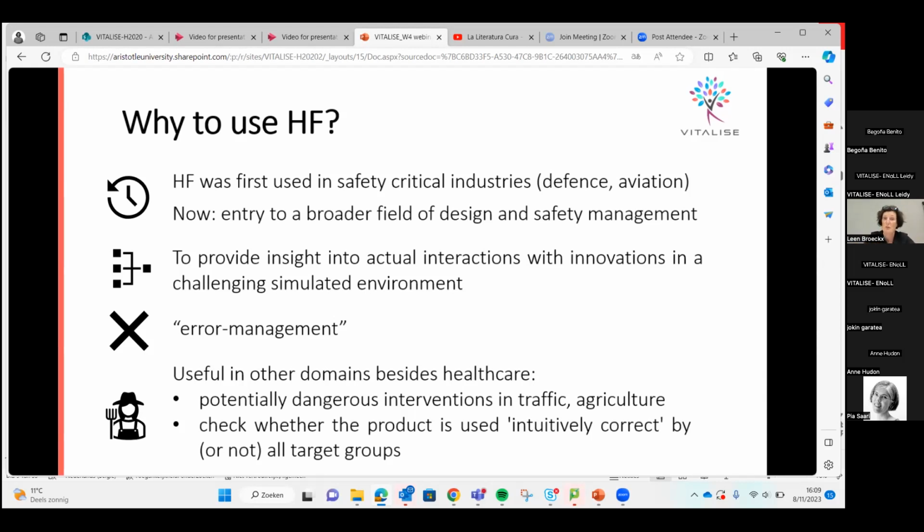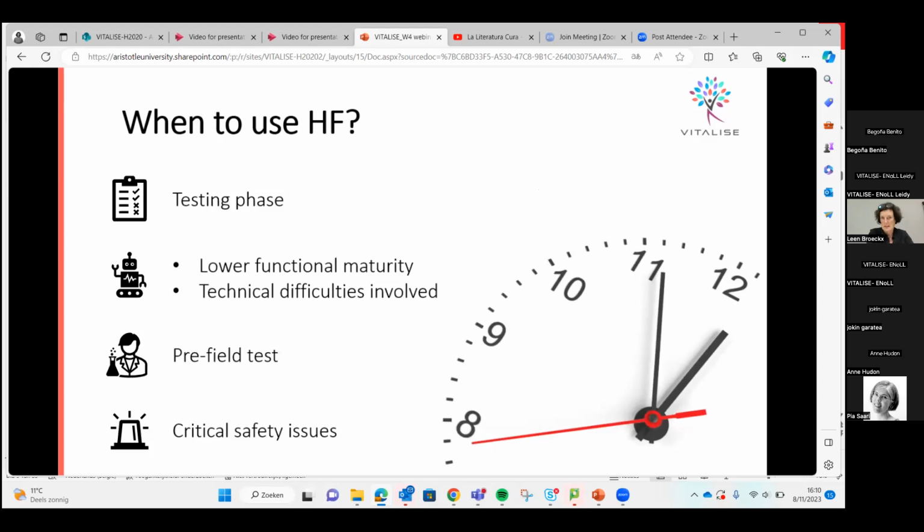So we ask participants to come to our venue, have that smart pill box, and run through a predefined protocol where there are some distractive tasks, where there are some interactions with the pill box, and through observation we see where they make errors. It's error management, where they hesitate, where they make mistakes. So in the protocol we also try to provoke mistakes to really check the usability of the product. So yeah, it's in the testing phase. It's a pre-field test. You could use it when the product does not yet have full functional maturity, and especially when technical difficulties are involved.